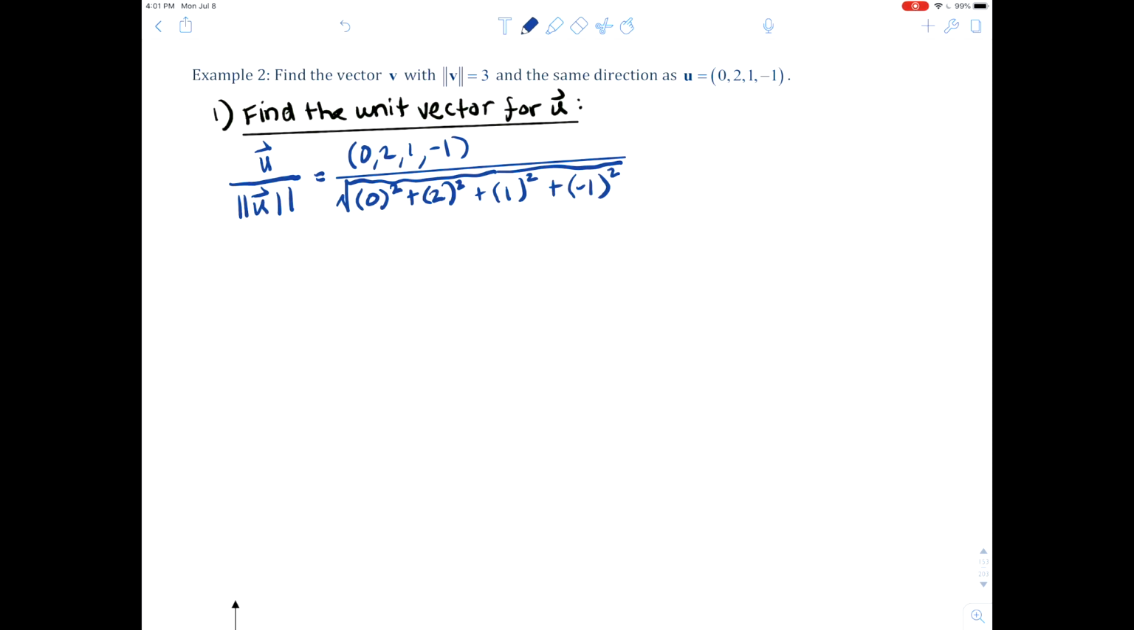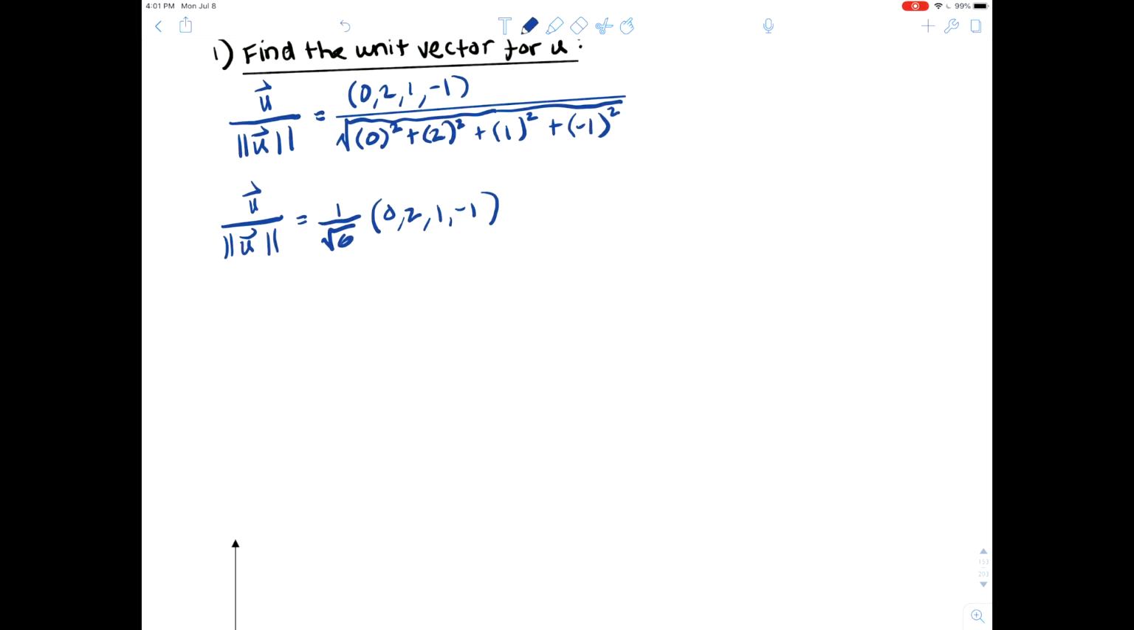All right, well, what do we get then? Well, the unit vector u over magnitude of u is going to be what's under that root. So we'd have 0 plus 4 plus 1 plus 1. So we'd have root 6, right? So we'd have 1 over root 6 times the vector. Groovy? And then, if you want, you could say root 6 over 6. I don't care about rationalizing denominators, but it's up to you.